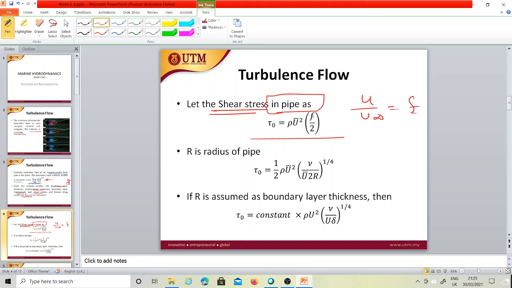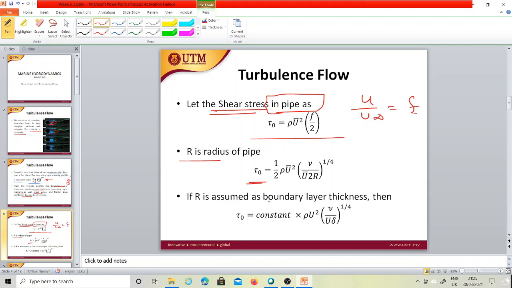You already know that u by u infinity is equal to f. Anyway, this is the relationship, and if r is the radius, the wall shear stress is defined as half rho u bar squared, where u bar is the average velocity, times mu by u bar r to the power 1/4. This one, no need to derive. Just remember that if you have the radius r of a pipe, we can consider the wall stress like this.